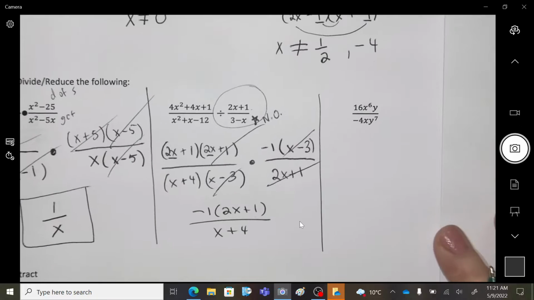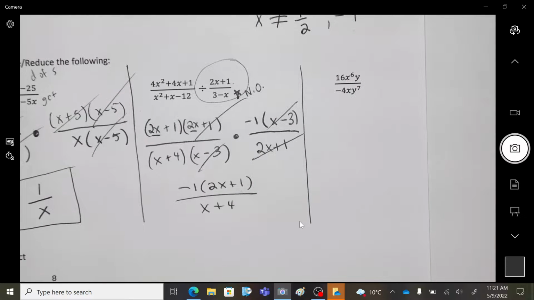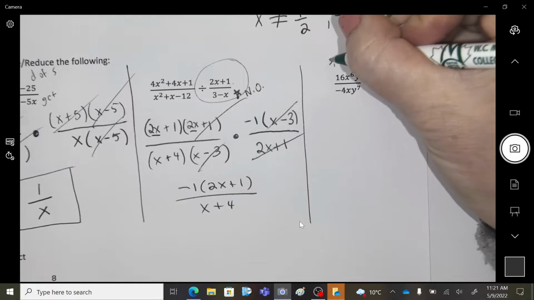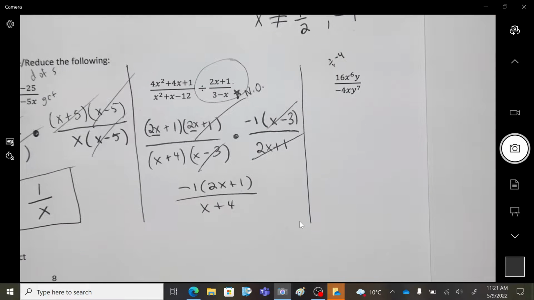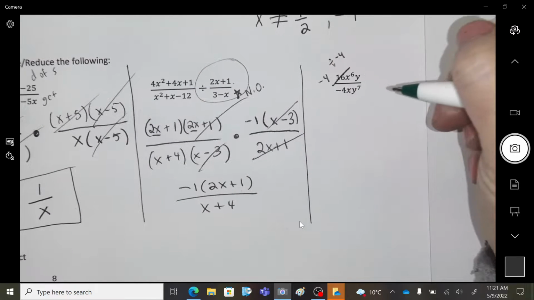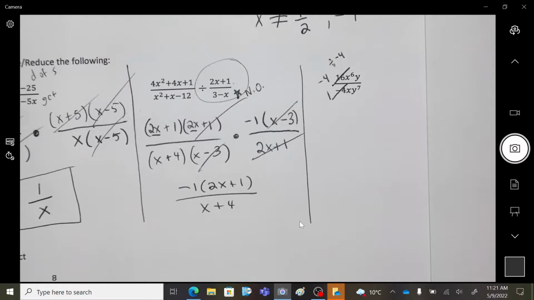Okay, last, I'm going to reduce the numbers. What do you want to divide by? I think I'm going to pick a negative 4. You can do 4, but I think I'm going to pick a negative 4. So I'm going to cross this off and put negative 4. And I'm going to cross that off and put a 1.